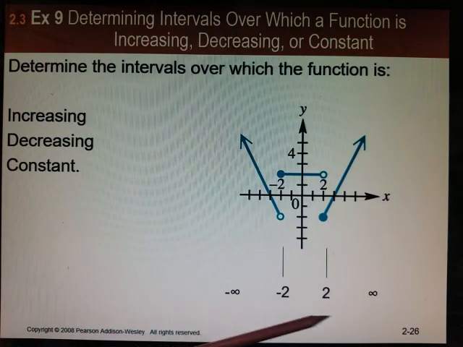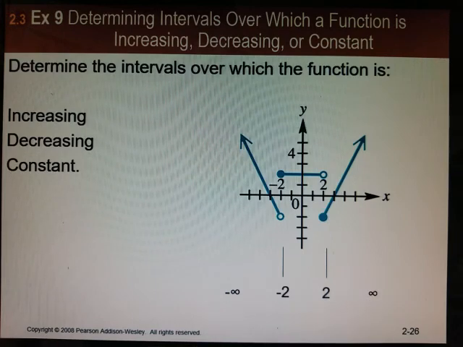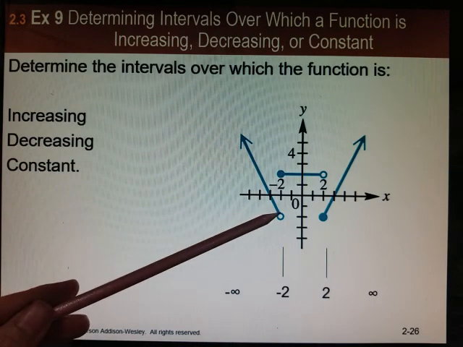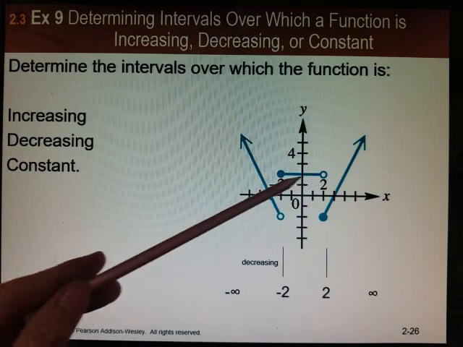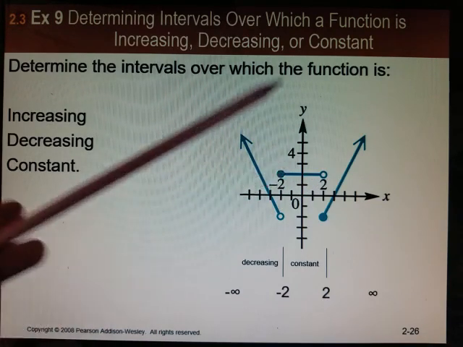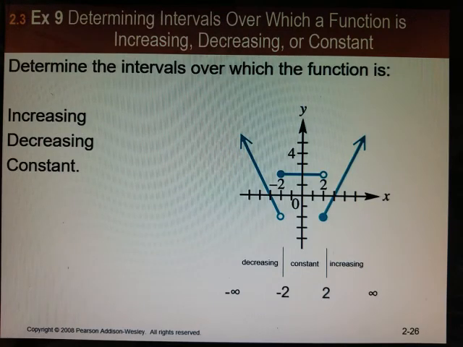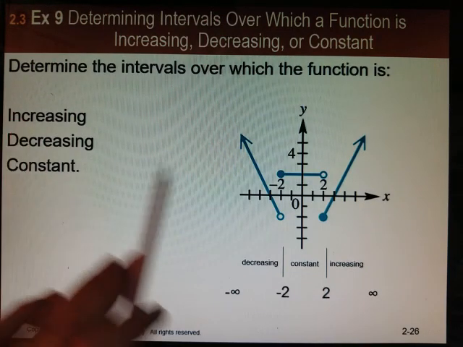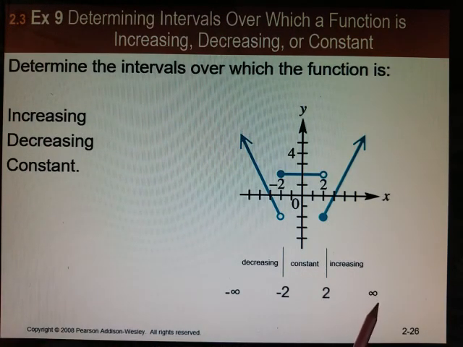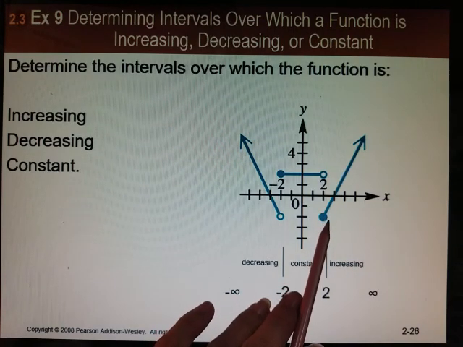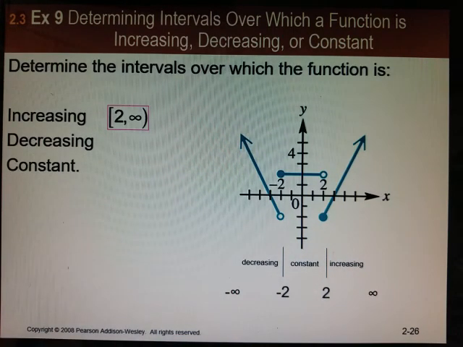Notice I went ahead and put my negative infinity to infinities also. So this piece was decreasing. This piece is constant. Read them left to right like a book. So then this piece is increasing. Now, when I ask you for the intervals where it's increasing, that's going to be from 2 to infinity. And this 2 on increasing is included. That is a bracket.